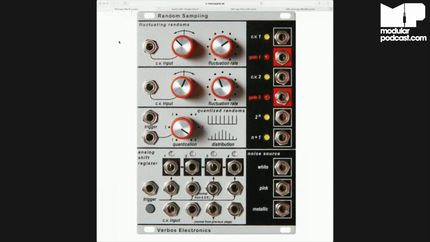But what's nice about the one in my module is that the range goes much wider than what was in the Buchla Source of Uncertainty. So you can actually use the CV as a tunable noise source too. So you can sweep the fluctuation rate and get noise with different spectrums.